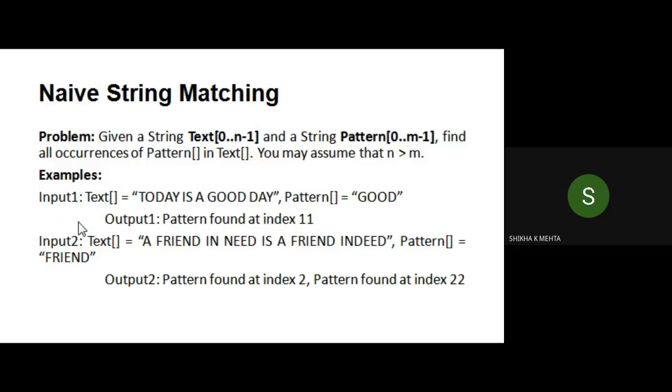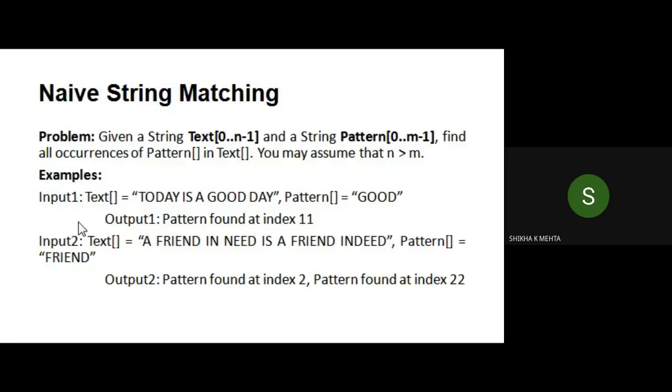So the first algorithm that we are going to study for the string matching problem is naive string matching. The simplest thing that we have been doing is basically called the naive string matching algorithm, the basic technique that we follow in order to find a string in a given text. So given a string text from 0 to n minus 1 and a string pattern from 0 to m minus 1, where the size of n is always greater than the size of m, we have to find all the occurrences of the pattern in the text, right?